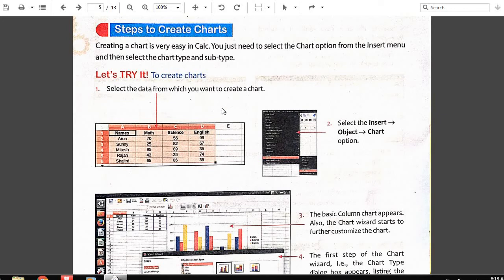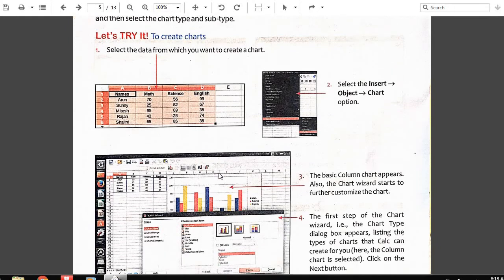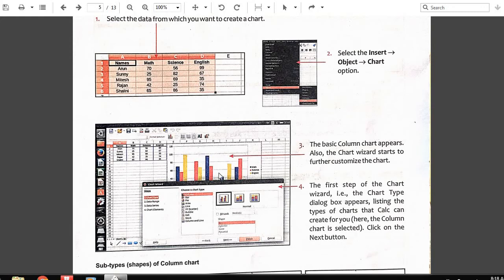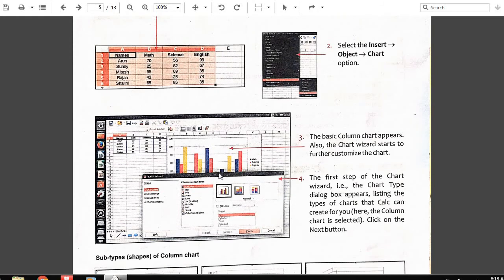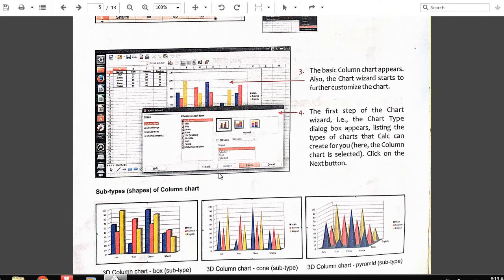First you have to select the data which you want to convert into a chart. Then you have to select the chart. This box will open, this chart wizard will open. You have to customize your chart. You can decide what the title is and what you want to show. Click on the next button and you can see the types.